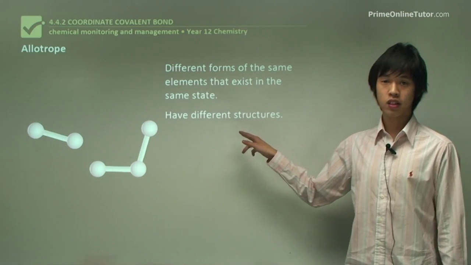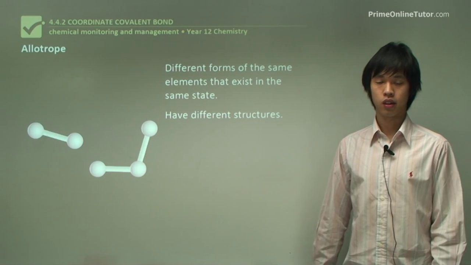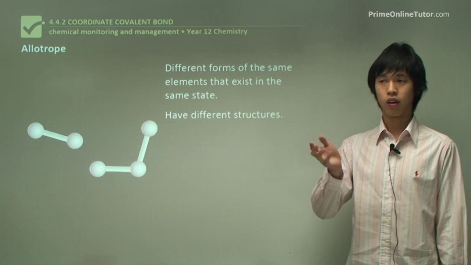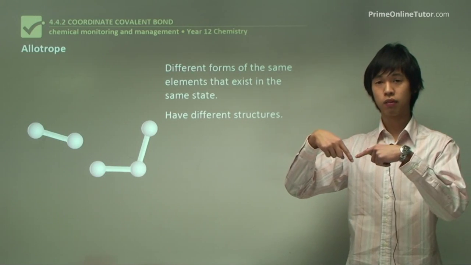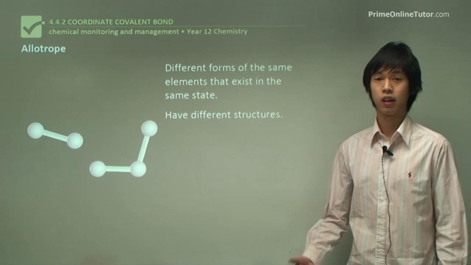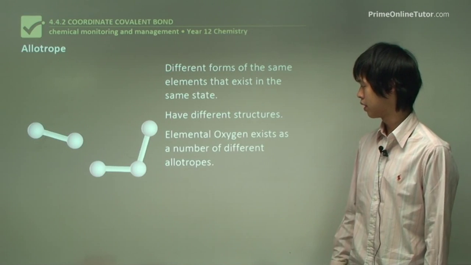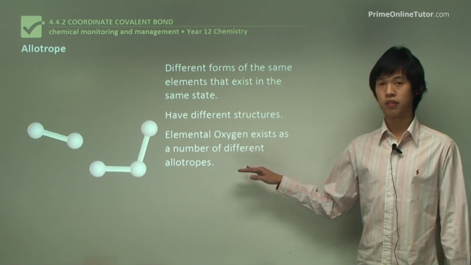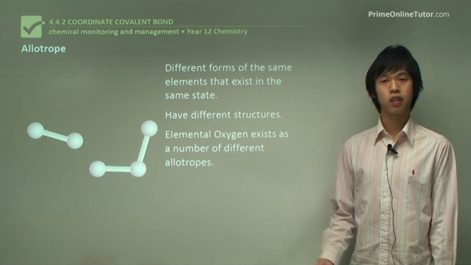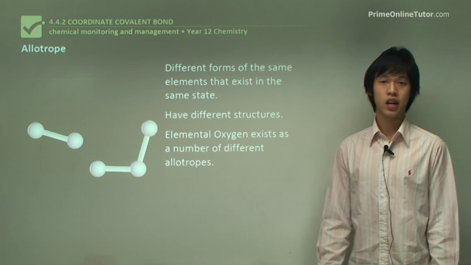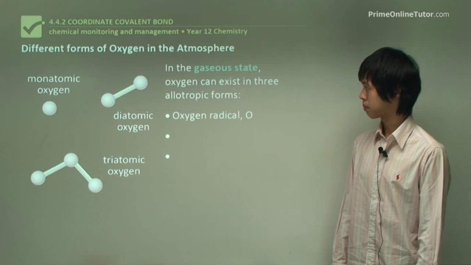The key difference, though, is how they're structured. With graphite, we have planes of hexagonal carbon rings, whereas diamond is a network structure of covalent network bonds. Another example is elemental oxygen, and it exists in a number of allotropes. We'll concentrate on the main three, which are the oxygen radical, the ozone molecule, and the diatomic oxygen molecule.